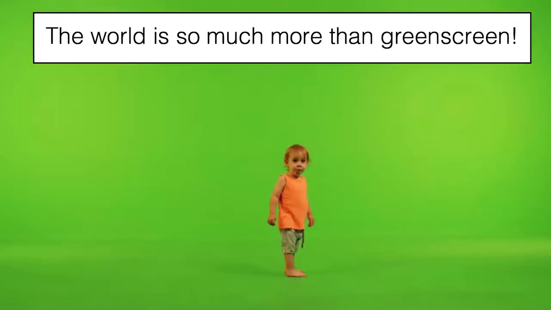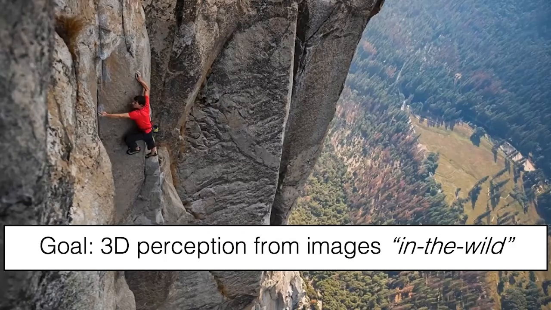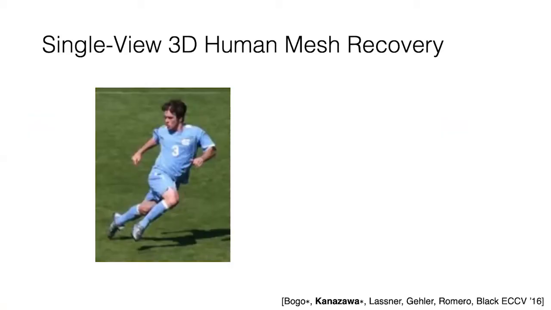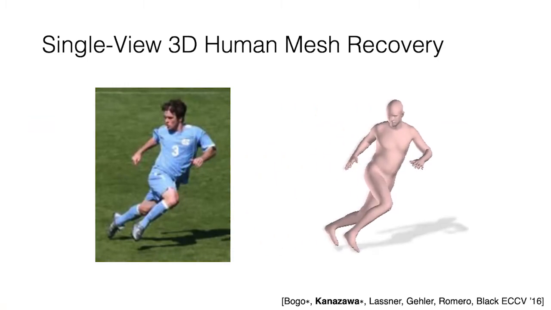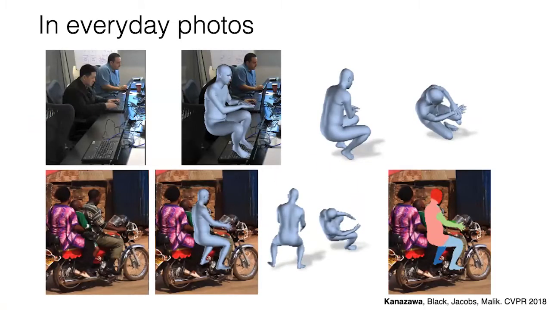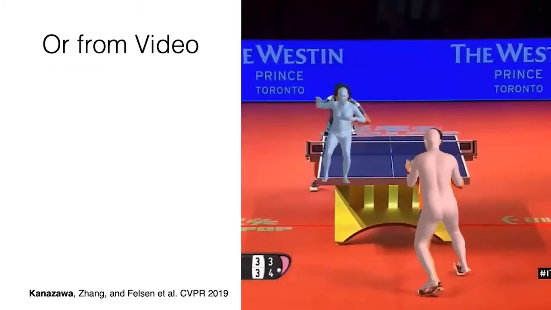Now, today's commercial solution for non-rigid 3D is motion capture, which requires people to wear these suits, and you have to put them in a lab. But the world is so much more than a green screen. And so much of my research revolves around this goal of 3D perception from images in the wild. So we want to do this from internet images. And this has been a lot of my focus, where we reconstruct 3D human bodies from single images of sports or more everyday photos like COCO, and more recently from video.